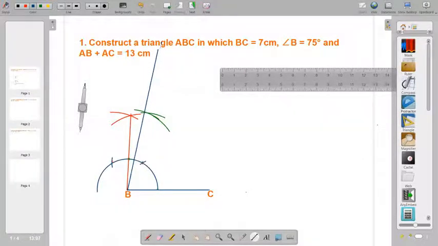As I told yesterday, you need to construct this as big as possible. What is the ray name? Let me take this as ray Bx. I am taking this as Bx.